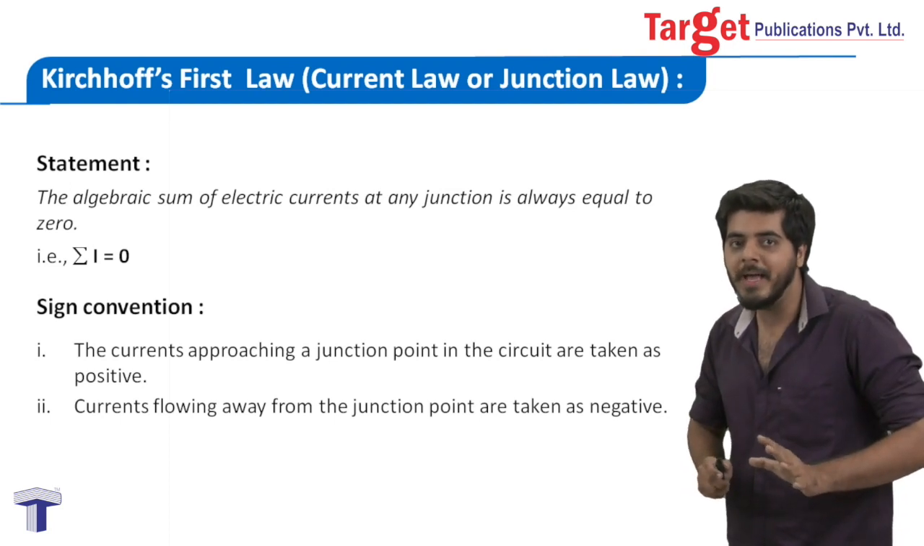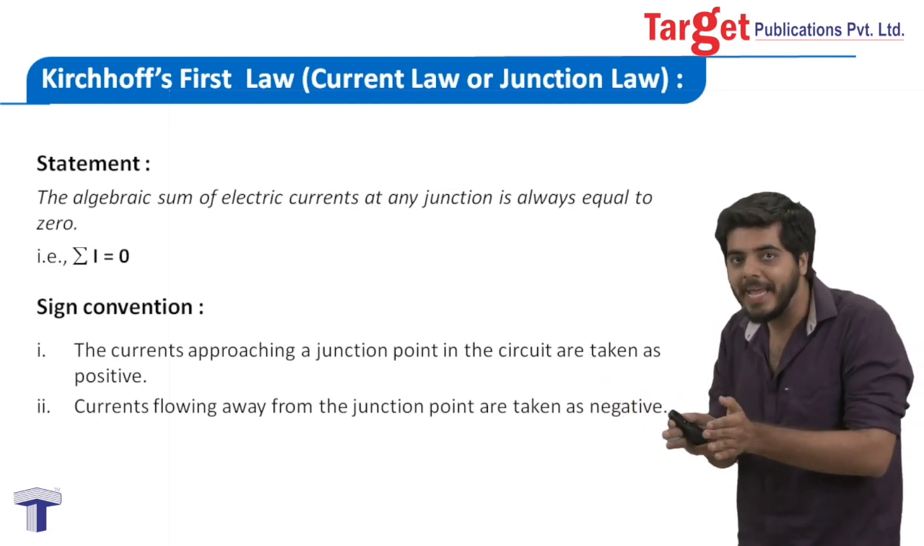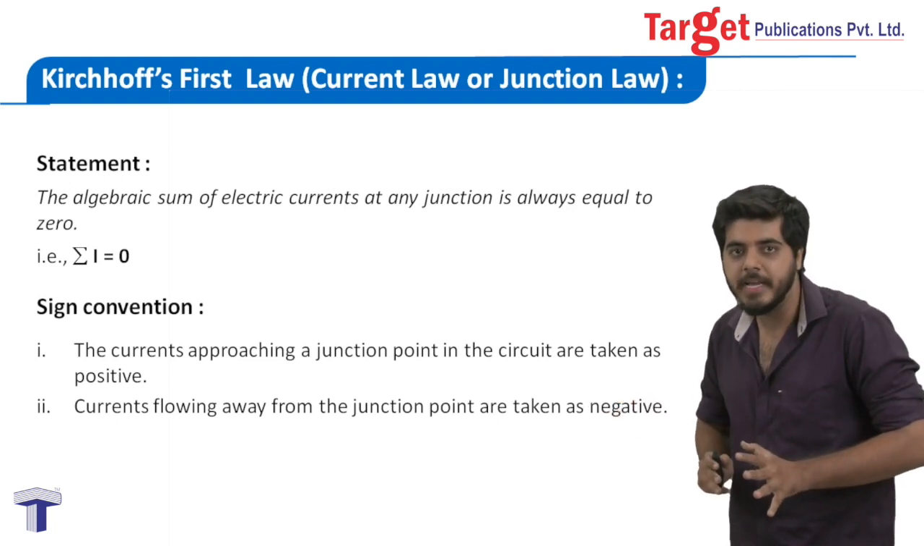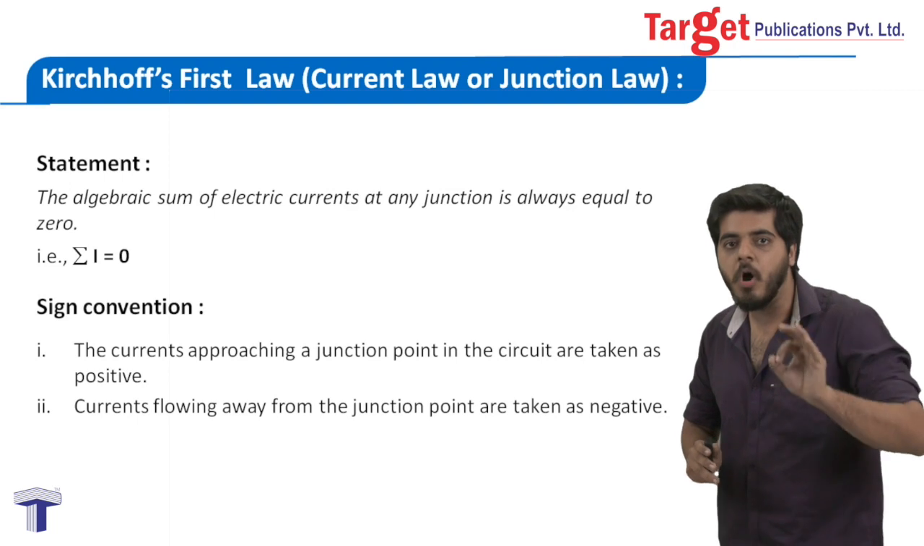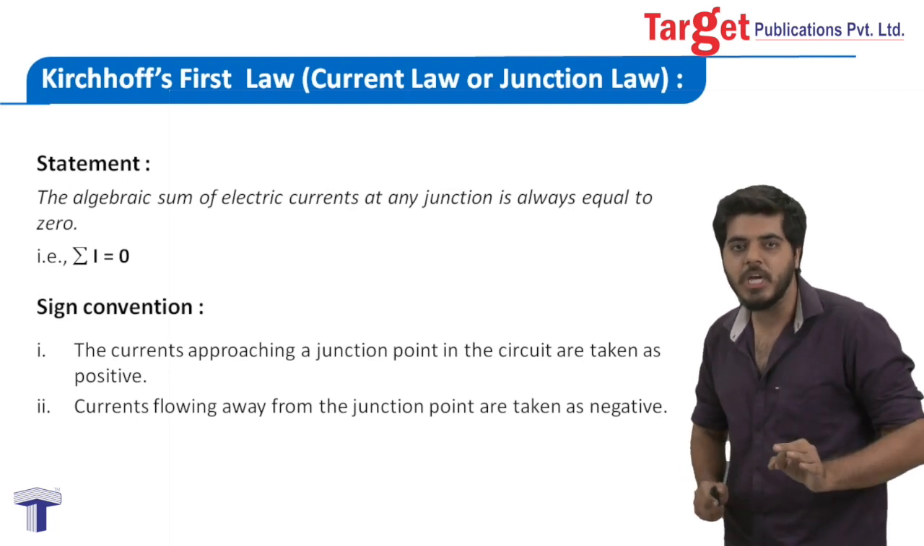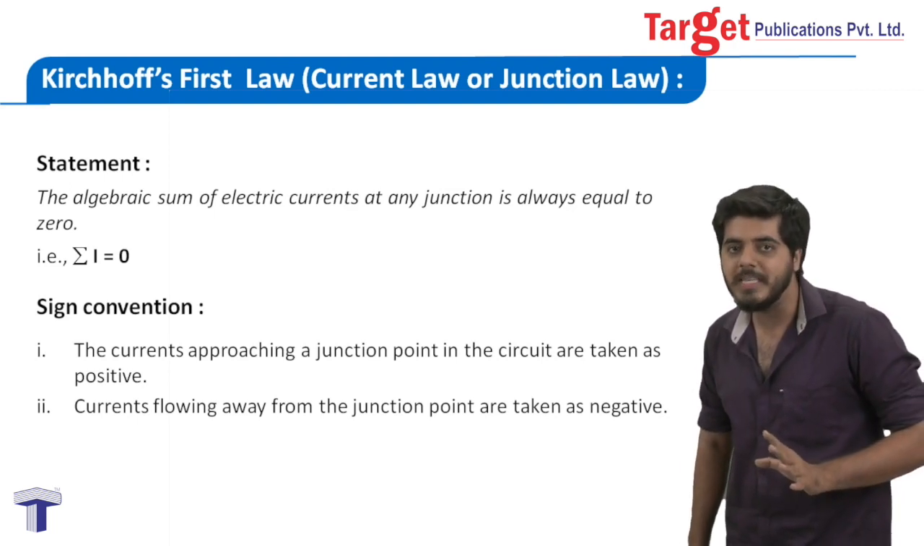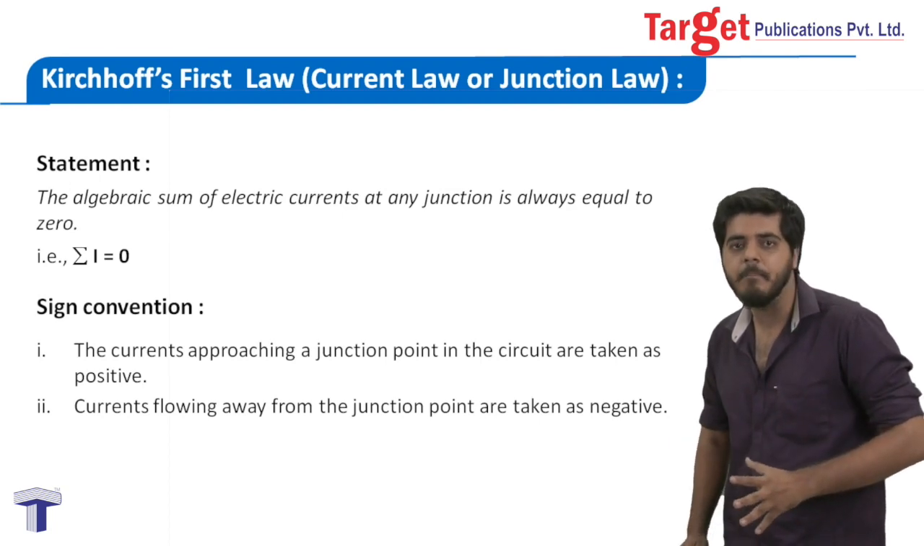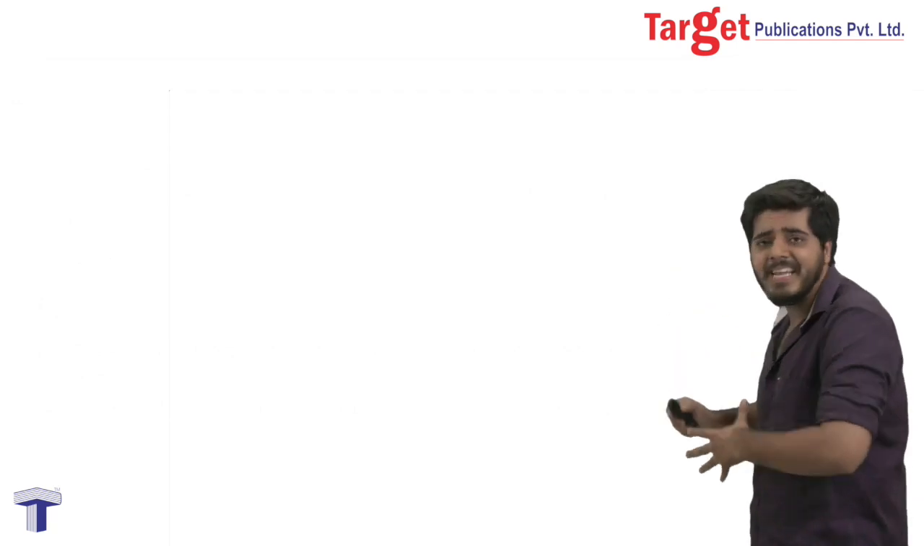Kirchhoff's first law ने हमें क्या बोला है? The current which is coming in is taken as positive, the current which is going out is taken as negative. The algebraic sum of every current at a single junction is always equal to 0. Now let us understand Kirchhoff's law with the help of an example.